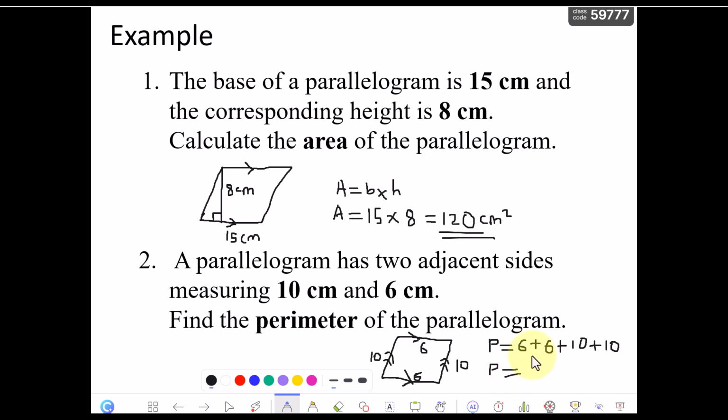So if you add 6 plus 6, it gives us 12. Then 10 plus 10, it gives us 20. 20 plus 12, this should give us 32. So the perimeter of this question is 32 centimeter. So this is the answer, and that is the solution to these two simple examples we did in class today. So that is all for today's lesson.